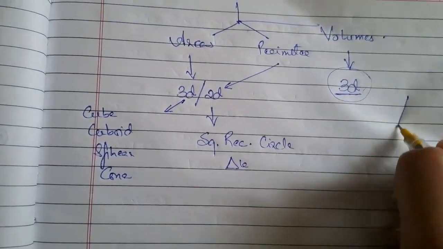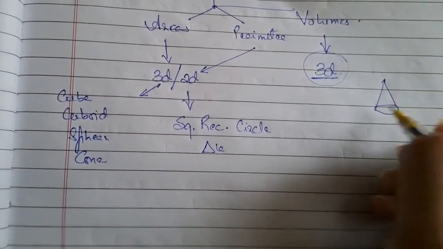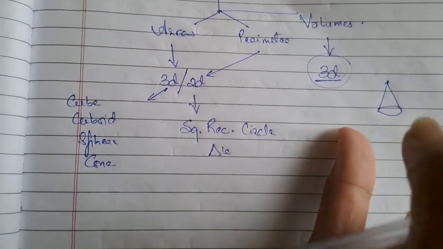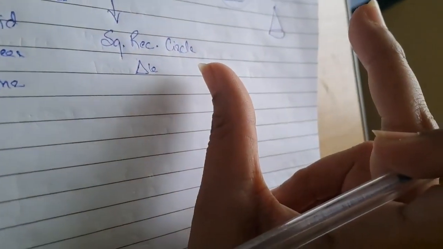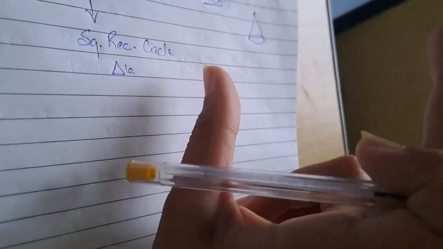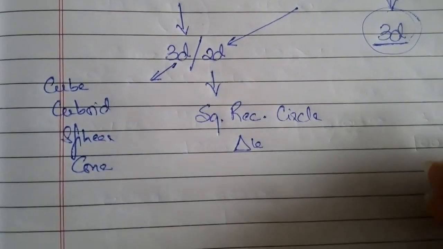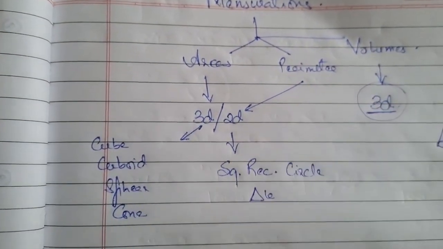When I keep a cone on a surface, what's going to happen? It is going to occupy the space in the air. It's going to be something like this, right? So it is going to occupy the space on the surface and in the air as well. So this is how volume is calculated for a particular shape.